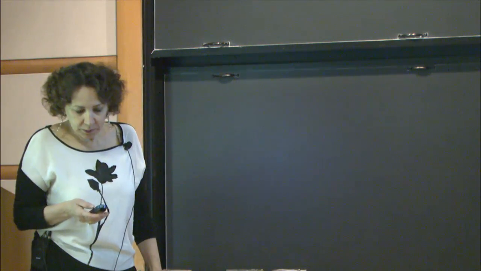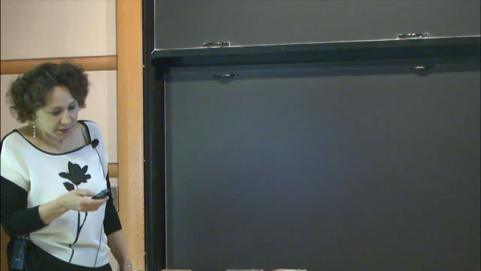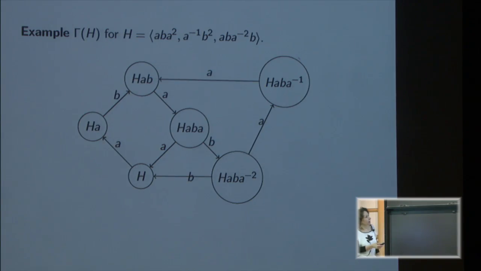Actually, I'm going to finish my lecture from yesterday first, and then we'll start talking about van Kampen diagrams. First of all, the correction to this example: it should be A here. This is an example of a Stallings graph for the subgroup H of a free group given by two generators, A and B. So H is a subgroup given by these three generators.